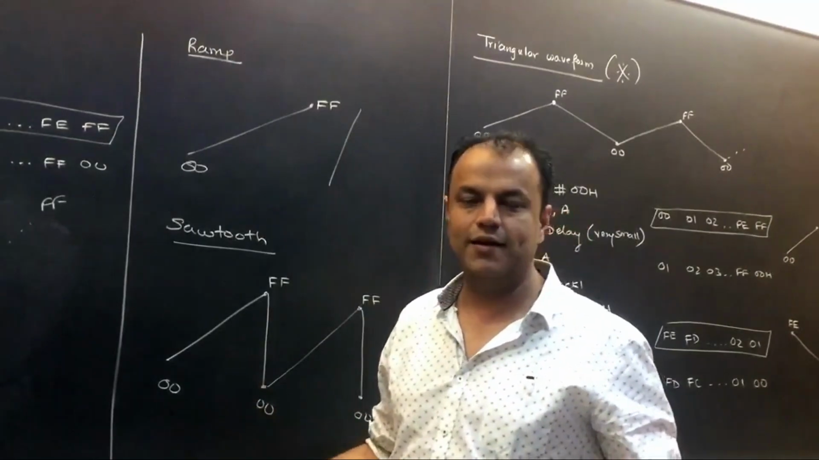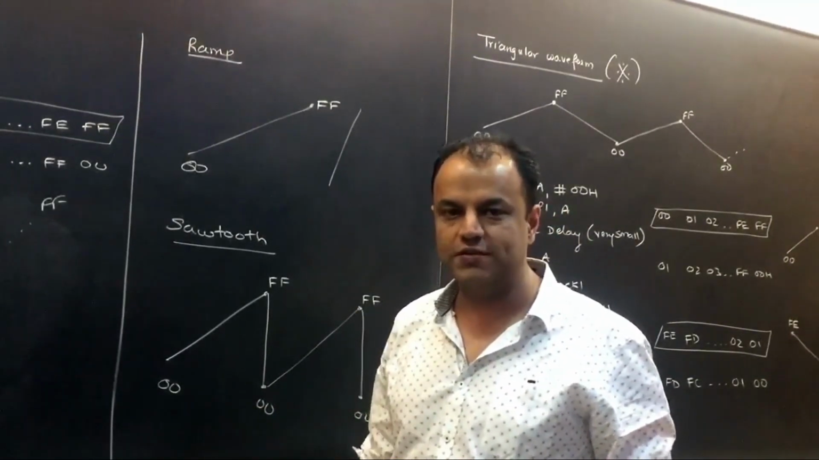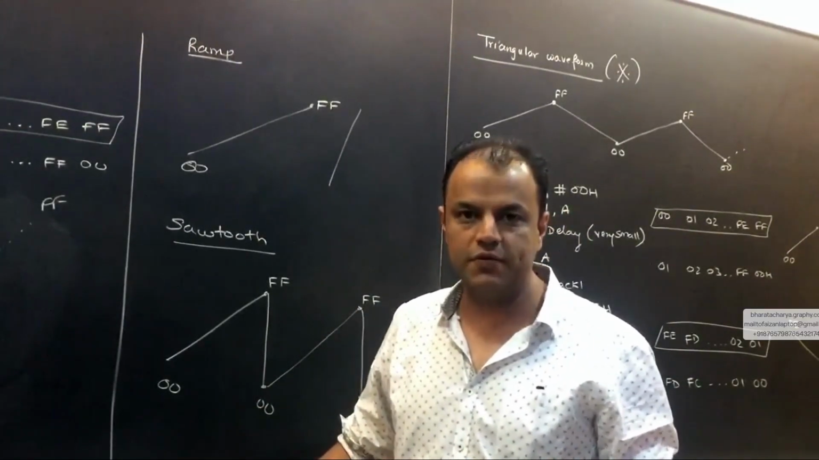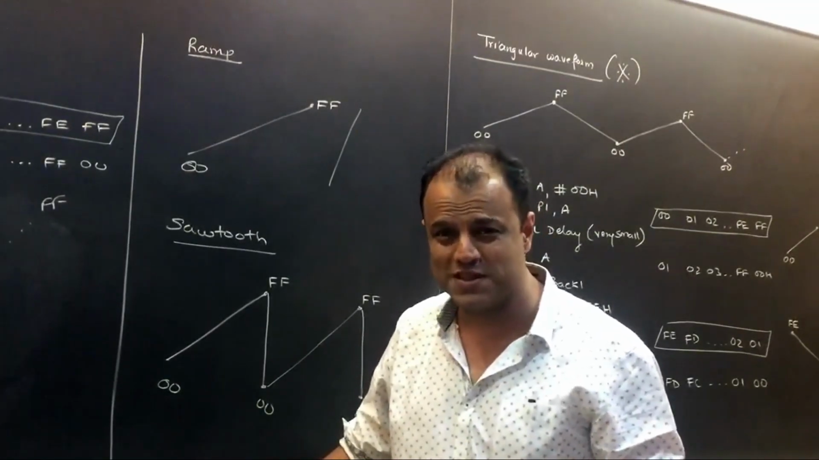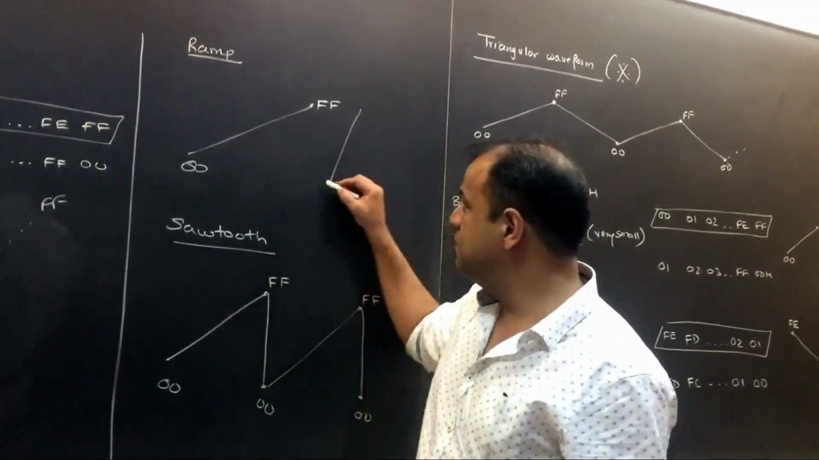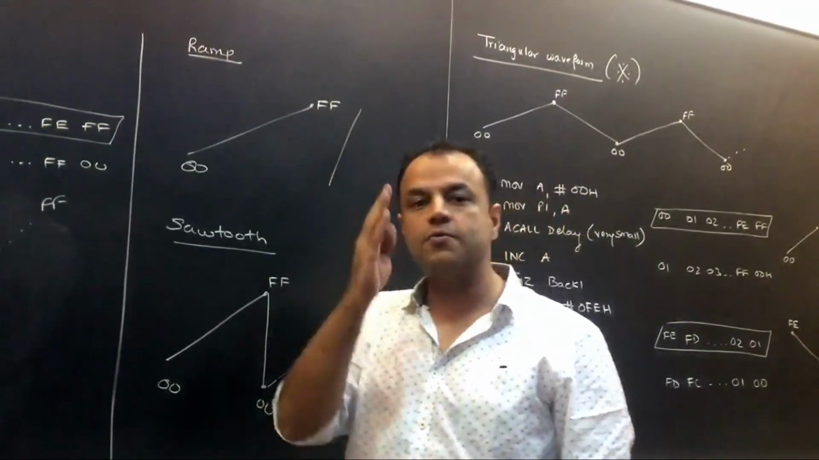Because get this clear, 8051 is sending the outputs. 8051 has an operating frequency of 12 megahertz. Even if you divide it by 12, it works at 1 megahertz. It does 1 million operations per second. Your 256 outputs will be out so fast that it will look near vertical.